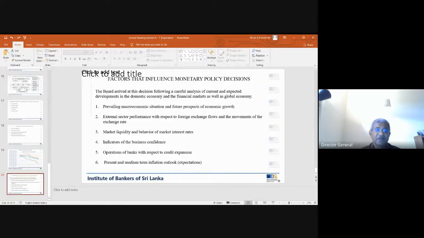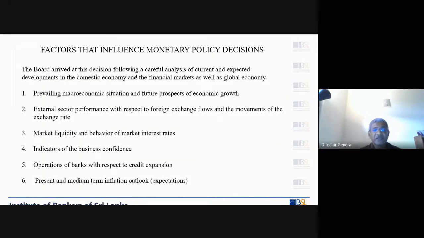Let me repeat again. The board arrived at this decision following a careful analysis of current, I emphasize current, and expected developments in the domestic economy, and financial market, as well as global economy. See how many things they have a look at. Domestic economy they have a look at. Separately, they have a look at financial market, development in financial markets. When you say financial market, money market and capital markets are there. And what development they have observed in the behavior of money market and capital markets. And also, globally, what has been happening. That means foreign interest rates, foreign exchange rates, and all those things also they look at. So this summarizes the entire thing.